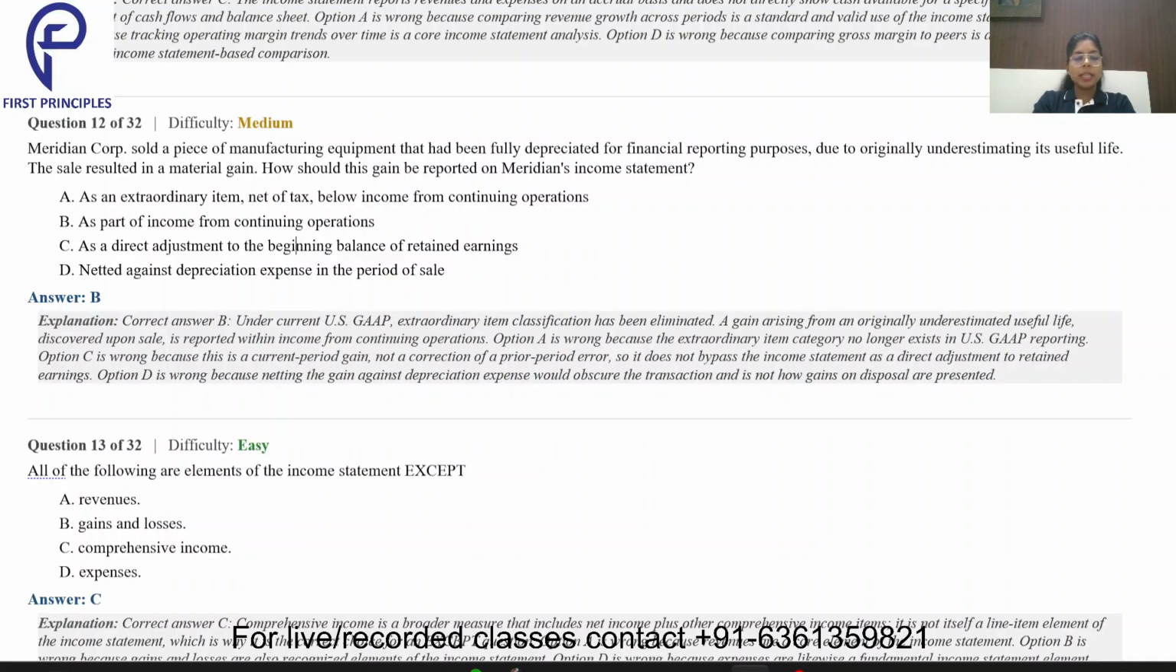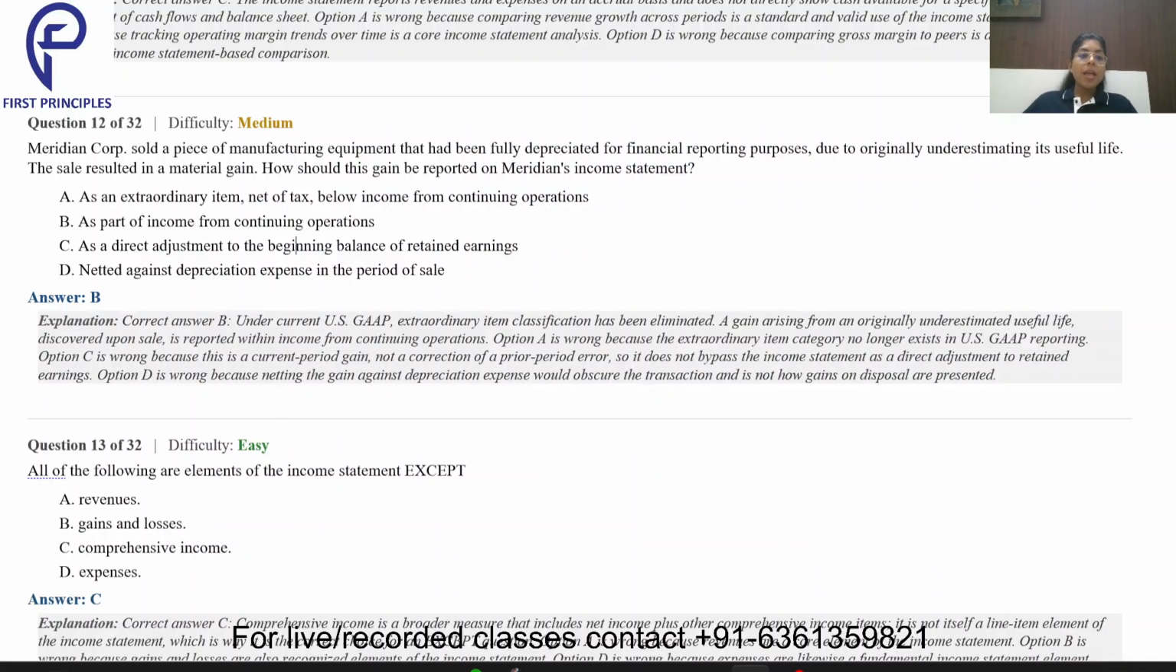Option A, as an extraordinary item net of tax below income from continuing operations. First of all, is it a part of income from continuing operations or discontinued operations? It's a part of income from continuing operations, because we are only discontinuing the equipment. We are not discontinuing a whole business division. So that is why option A is not the correct answer.